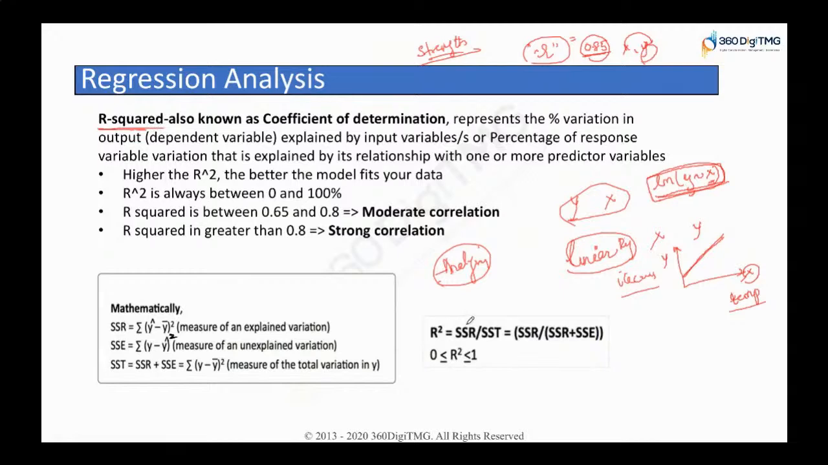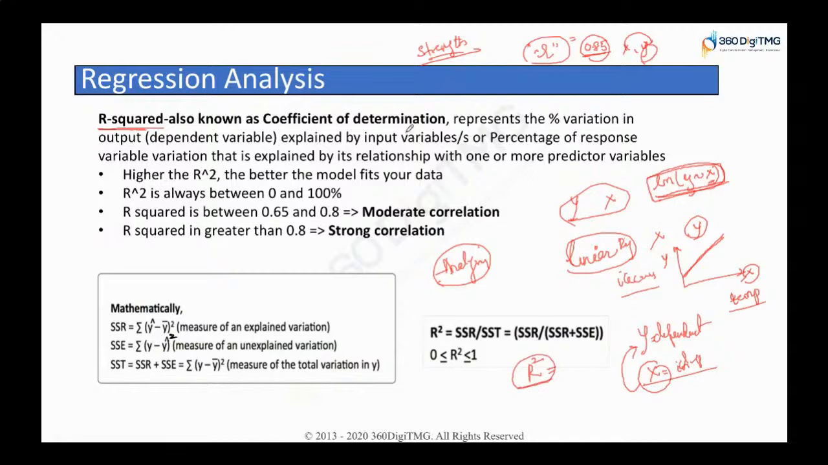So R square will decide. R square, remember, this is small r, this is capital R. This R square is nothing but the coefficient of determination. It is nothing but the percentage of variation in the output, that is y. So what do you call y now? Y is the dependent variable. X is the independent variable. So whatever x's you have used, x1, x2, x3, are they important for y? That will be understood by finding your R square.